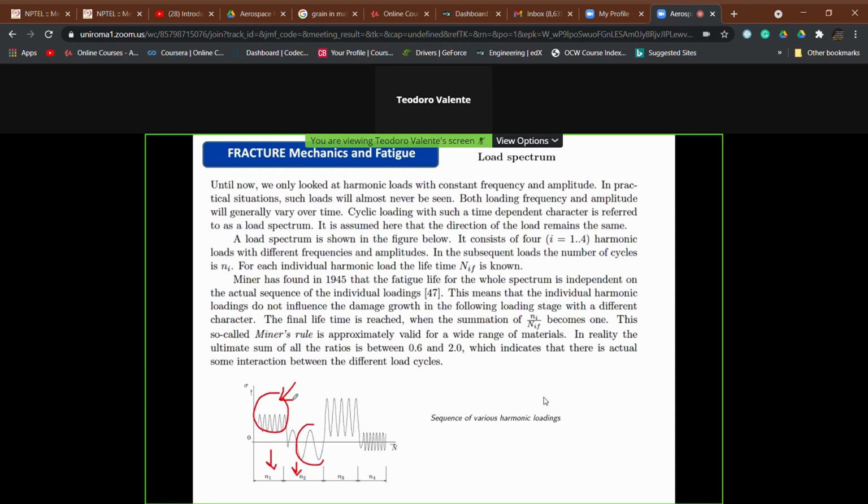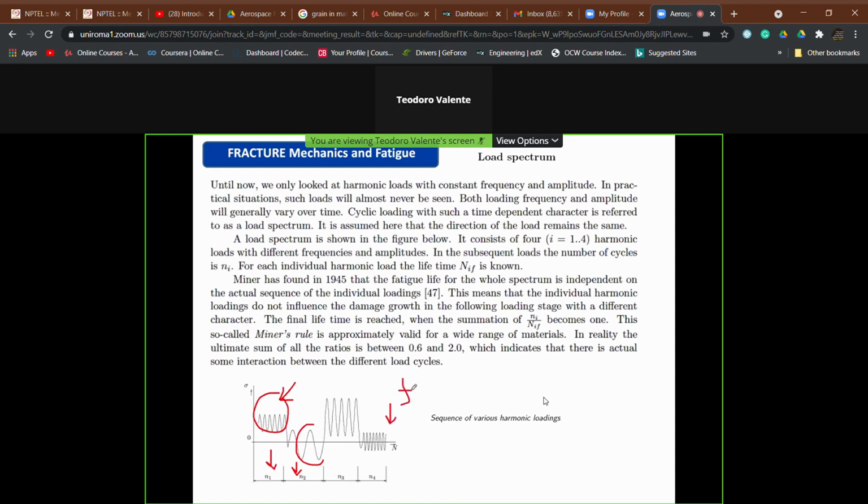This problem was studied by Miner in 1945, and this scientist found during his studies that the fatigue life for the whole spectrum, that is, in the case we have a sequence of harmonic loadings, is not dependent on the sequence itself of the individual loadings.